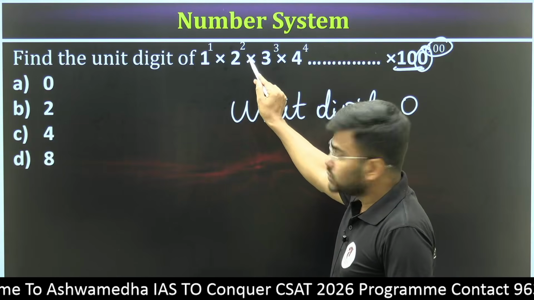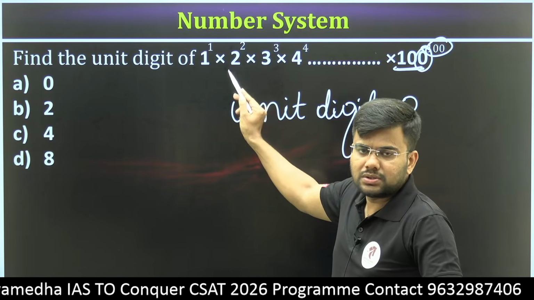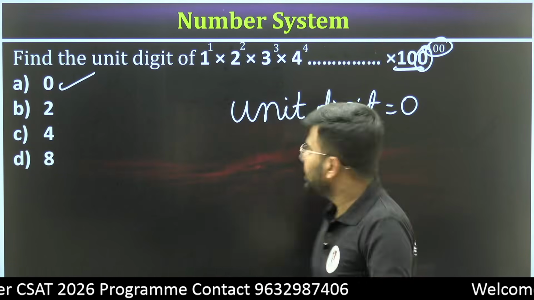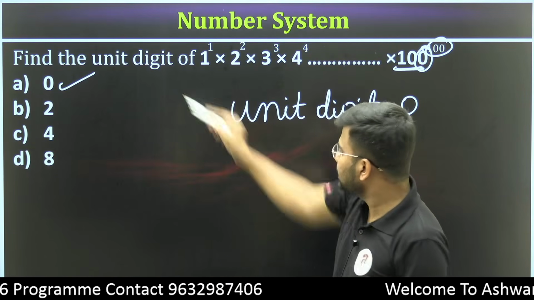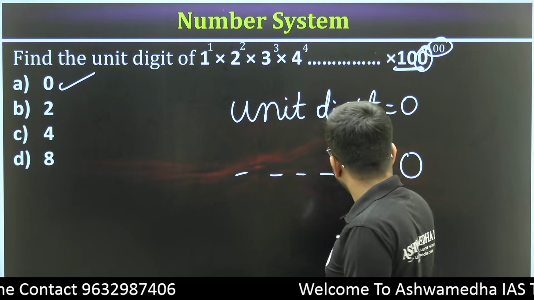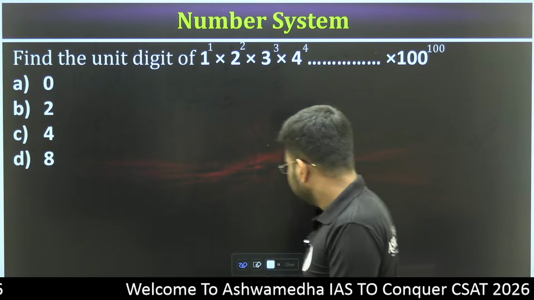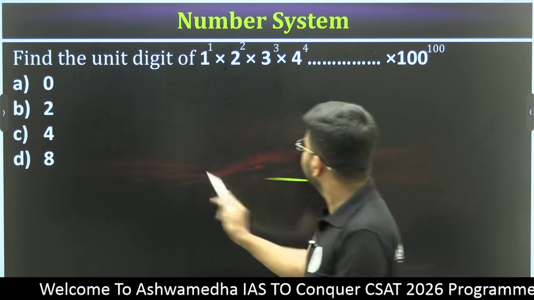But you have to check whether there is a plus or multiplication symbol. It is a multiplication symbol, hence the unit digit would be 0 itself. Anywhere if you multiply, you will get dash, dash, dash, dash, and so on and so forth. The unit digit would be 0. Let's see the next question.